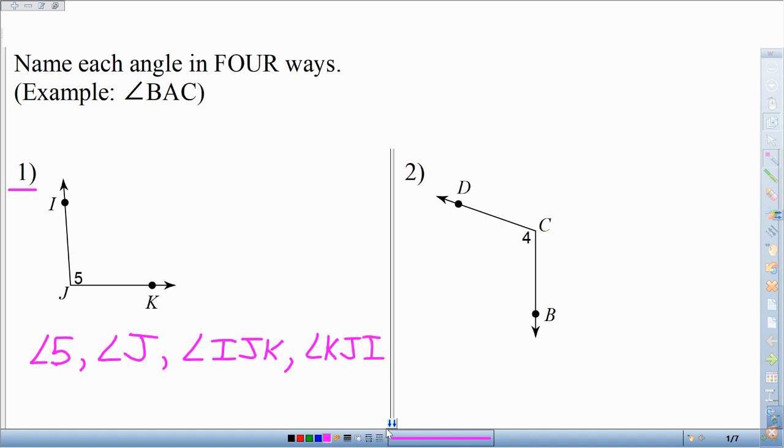Okay, and there it is. I just want to point out we could not call this angle, for example, JKI. We can't start at the vertex, go to a side, and then jump over to the other side. That would be a completely different angle. So maybe pause the video real quick, try number two.